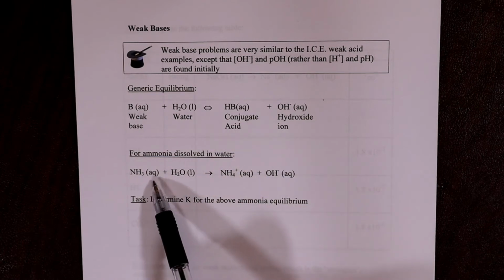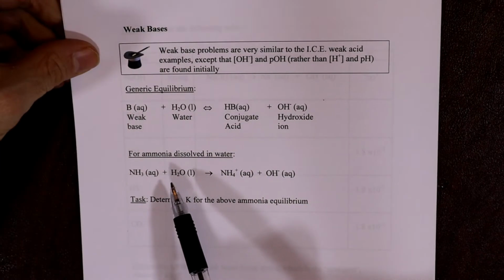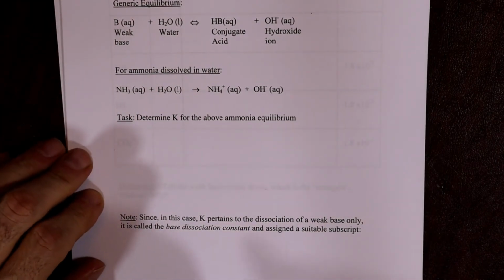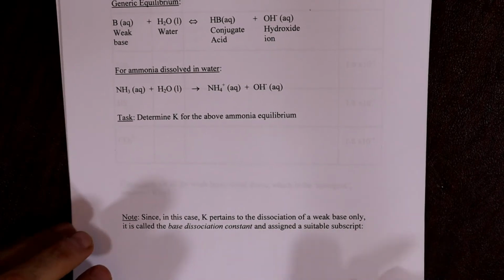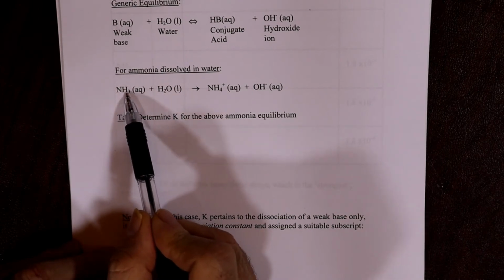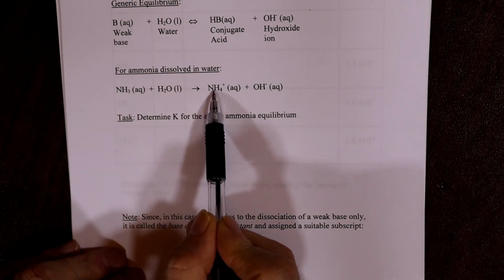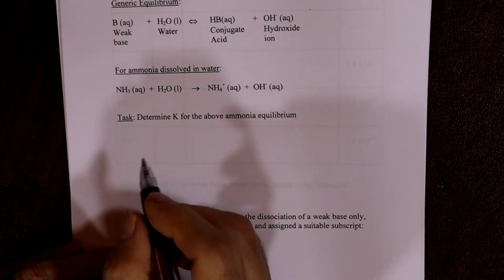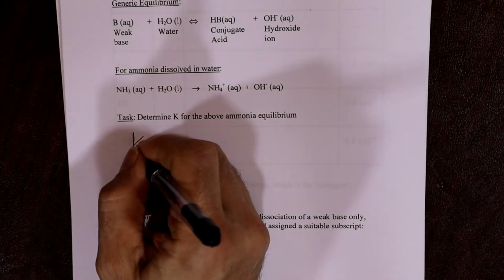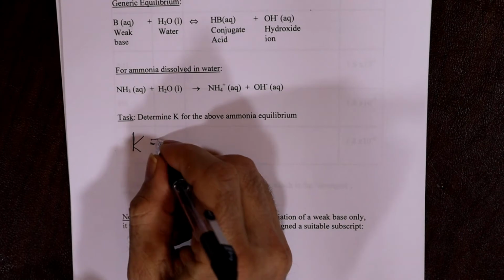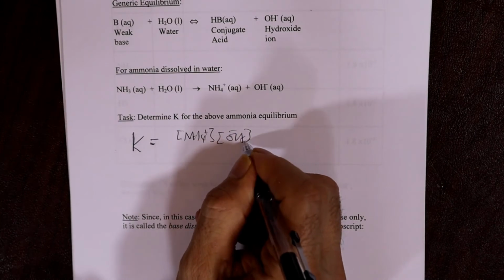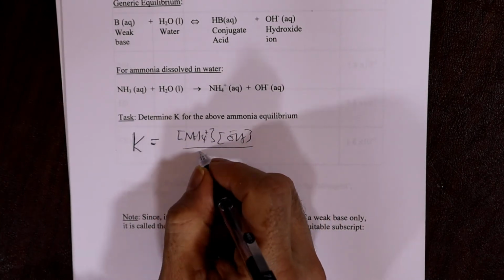So the classic example is of course ammonia. Ammonia is the weak base poster child, so to speak. We'll do a similar kind of work through like we did with the acids. We'll determine an equilibrium constant expression. So we have ammonia, which is a base, picks up a proton from water to make ammonium and hydroxide in solution. If I do a simple K expression, K equals products over reactants.